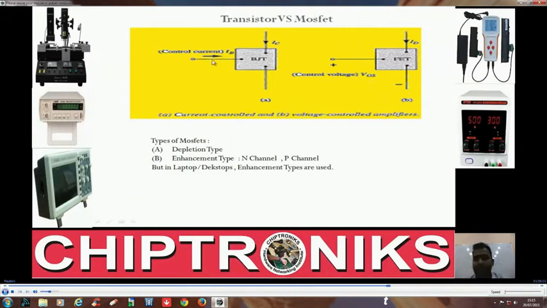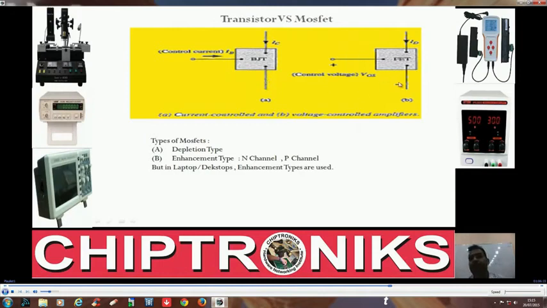So this is very similar. This is also a three terminal device. But what exactly is the difference? In the transistor, we always talk of control current. The current at the base controls the current flow between collector and emitter.